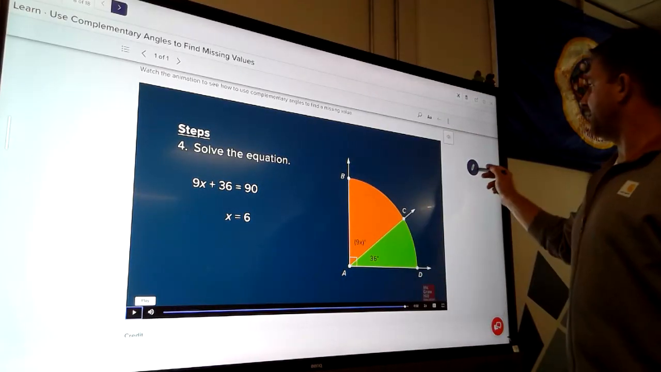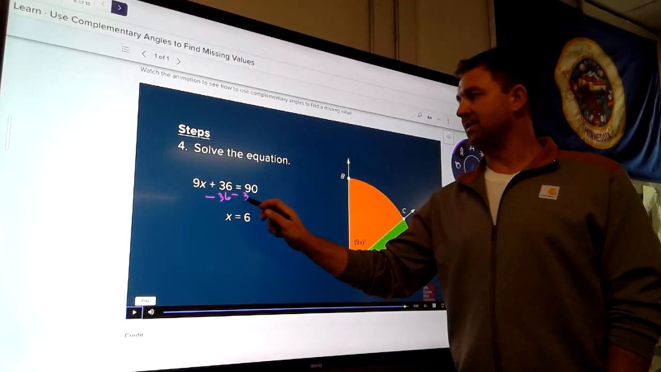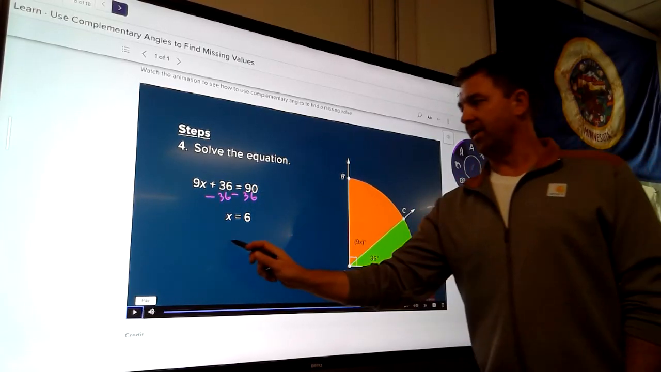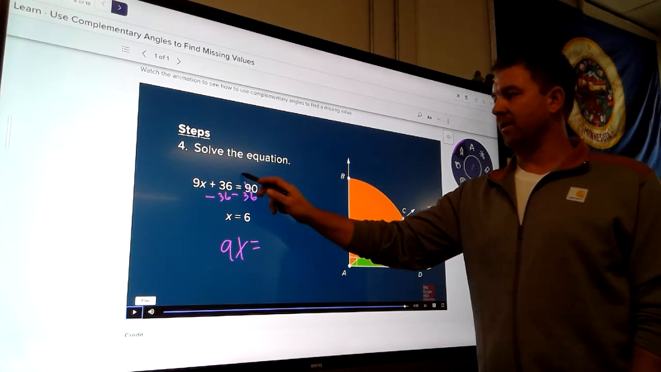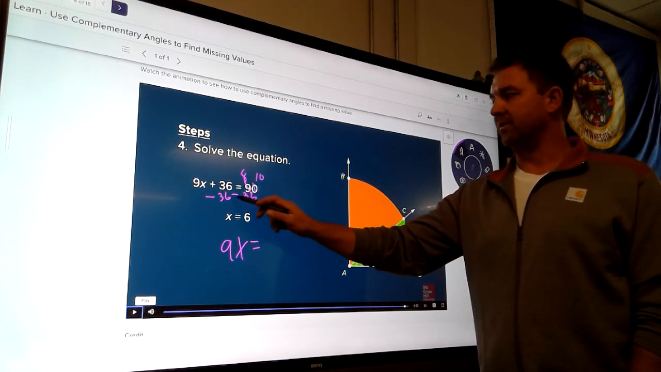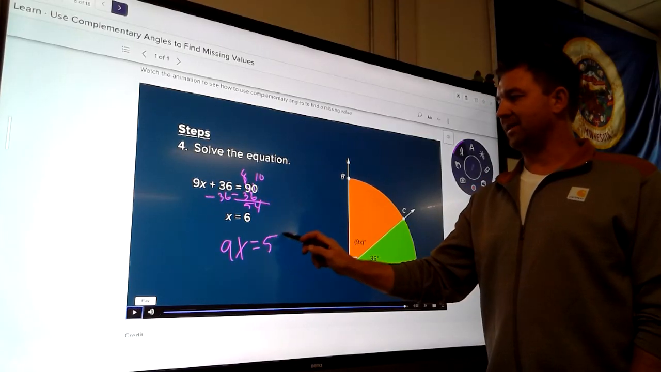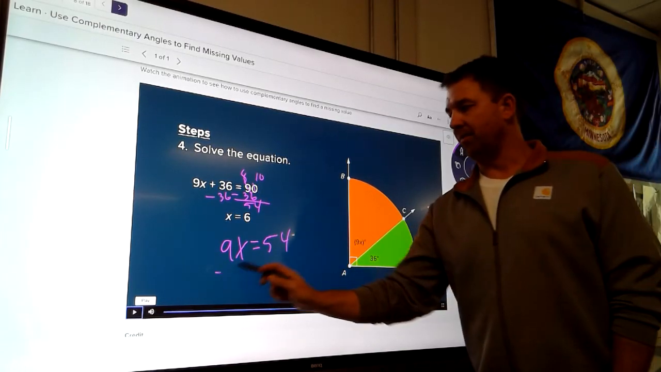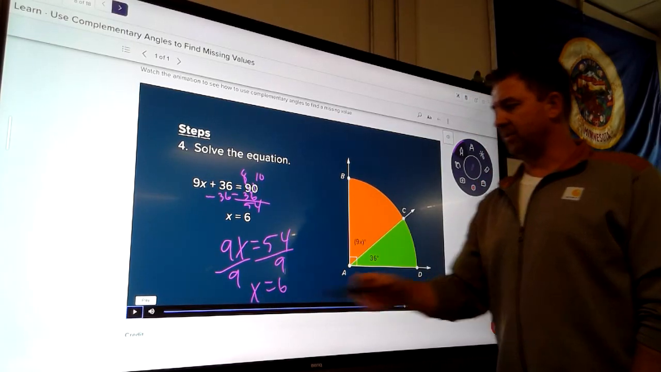To get there, obviously, is what we've been doing the last couple chapters. We subtract 36, subtract 36. So then I have 9x is equal to 54, if you need to do the math. So if 9x equals 54, when they multiply, we divide. So x is equal to 6.